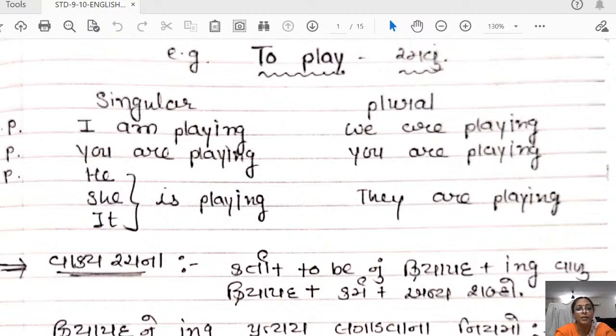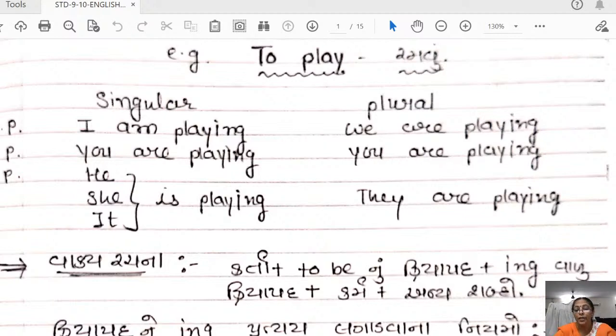In second person, you are playing. In the plural, you are playing. In singular and plural, it remains same. In third person, we have three persons, he, she, it. These are three pronouns that is concluded as singular pronoun. He, she, it is playing means he is playing, she is playing, it is playing. In the plural form, we can have they. They are playing. So the plural form of he, she, it becomes they. So they are playing.